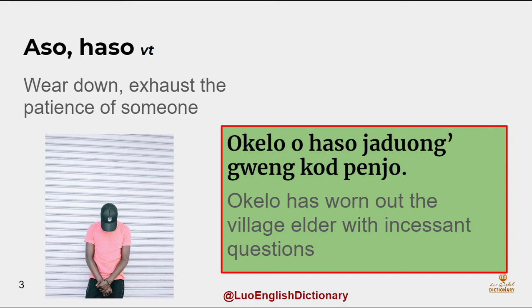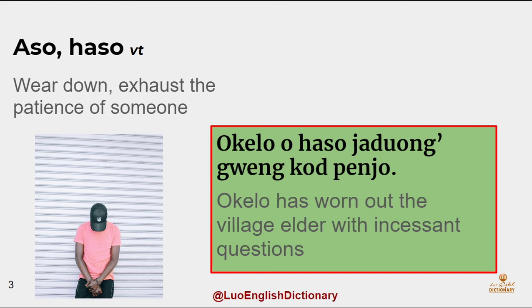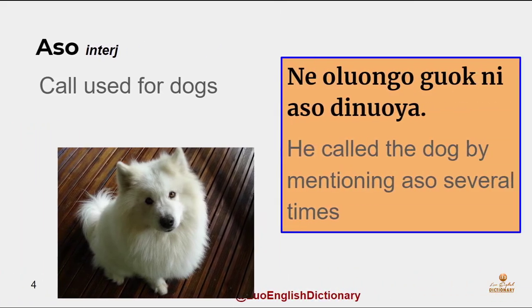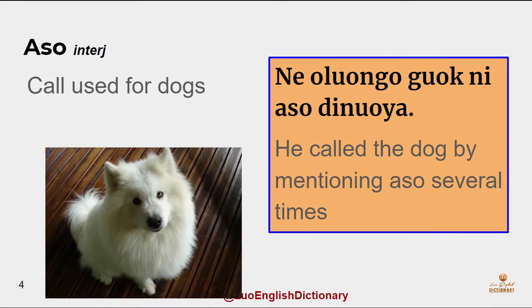Number 4 is an interjection called aso. Aso. So that's an interjection for calling, used for calling dogs sometimes.